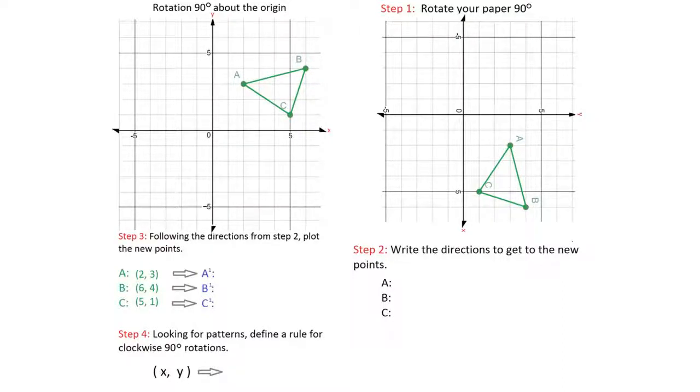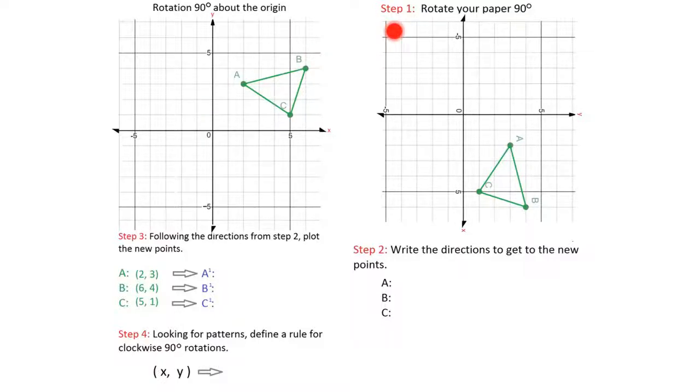In this lesson, you guys are going to be learning how to rotate a figure around a point of origin, and that point of origin is 0, 0. So in our first example, we are going to show a rotation of 90 degrees about the origin, again, 0, 0.